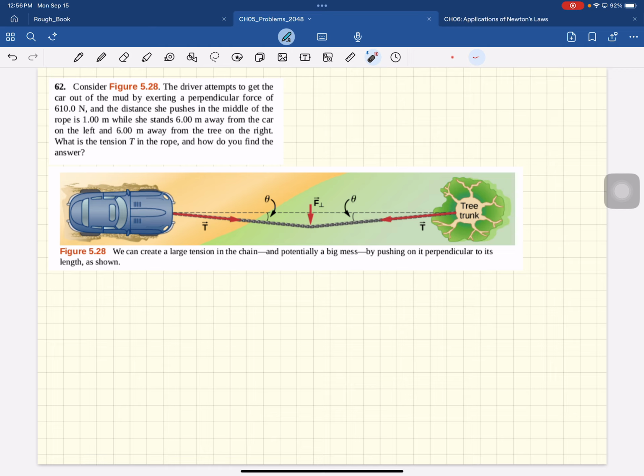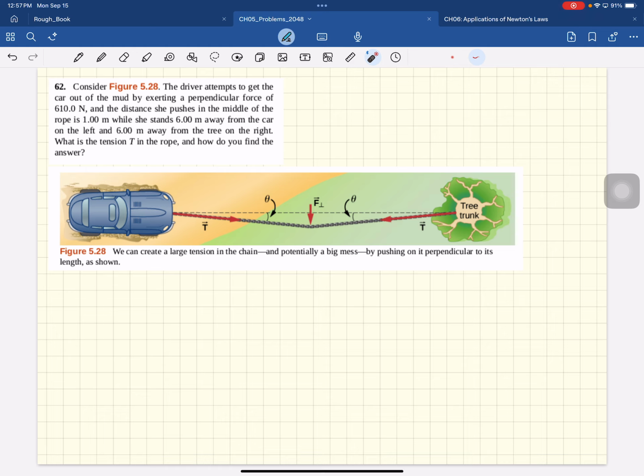All right, so the driver attempts to get that car out of the mud by exerting a perpendicular force of 610 newtons. 610 newtons, by the way, is roughly your weight. Okay? 60 kgs times g. g is 9.8, roughly 10 meters per second squared. That's roughly your weight. And the distance she pushes in the middle of the rope is 1 meter. So there is the 1 meter.